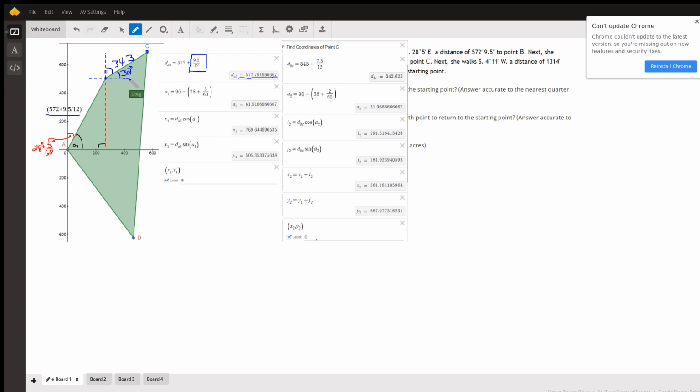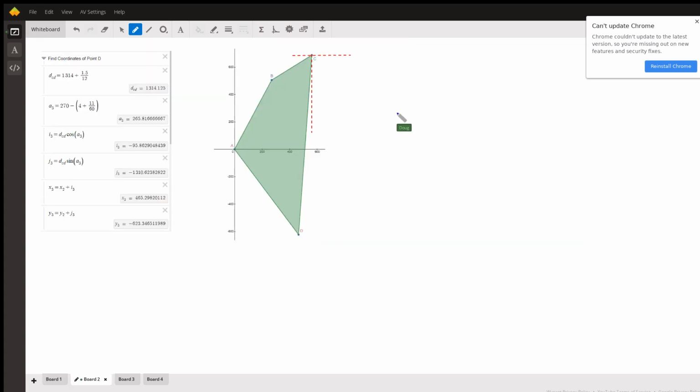Again, this is the horizontal. So the coordinates of C are 343 times the cosine of 32, which is what this is right here, I sub 2. J sub 2 is the y-coordinate. Add I sub 2 to x sub 1, j sub 2 to y sub 1, and you've got the coordinates of point C. Okay, and now if I go to board 2, we're going to do a similar thing to get the coordinates of point D.